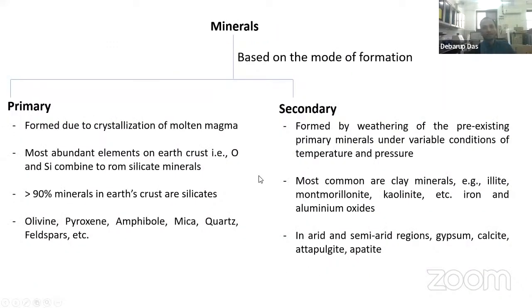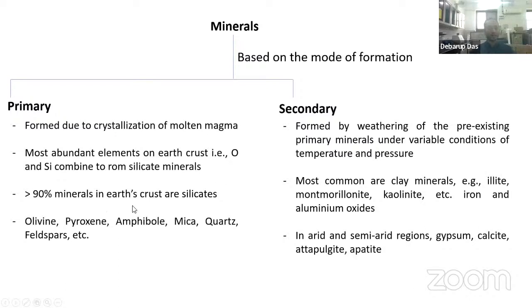Now, we'll discuss these minerals based on the mode of formation. Primary minerals are formed due to crystallization of molten magma. The most abundant elements in the earth's crust, as you know, are oxygen and silicon, combined to form silicate minerals.